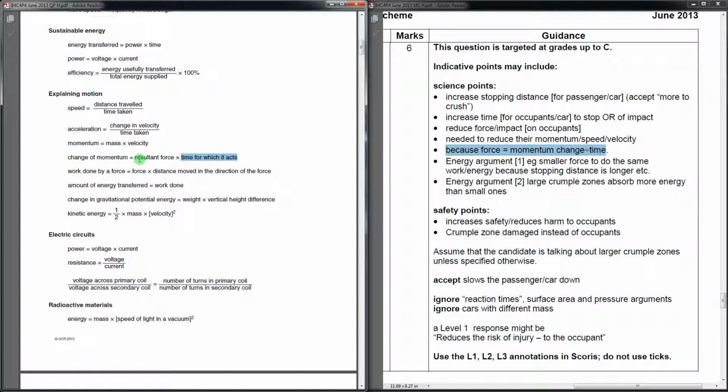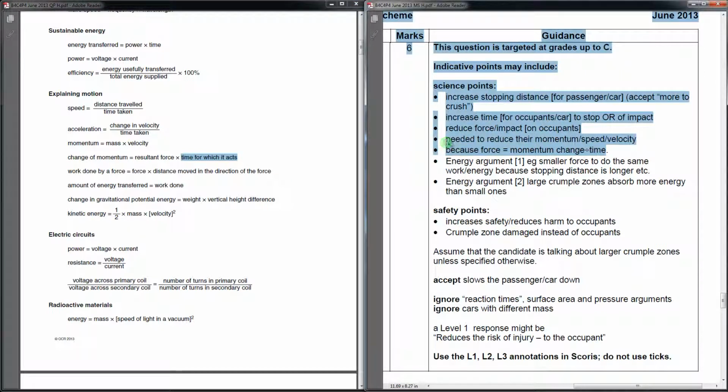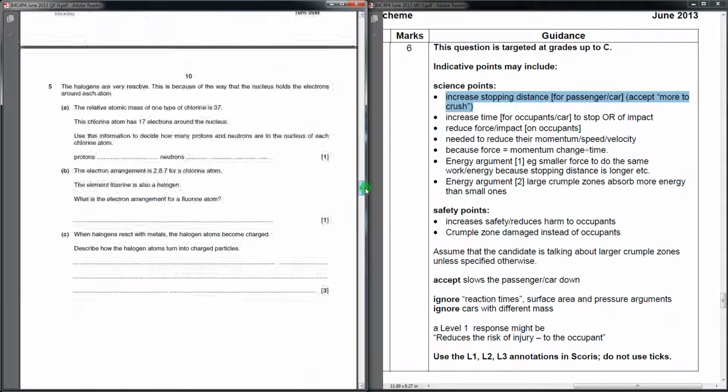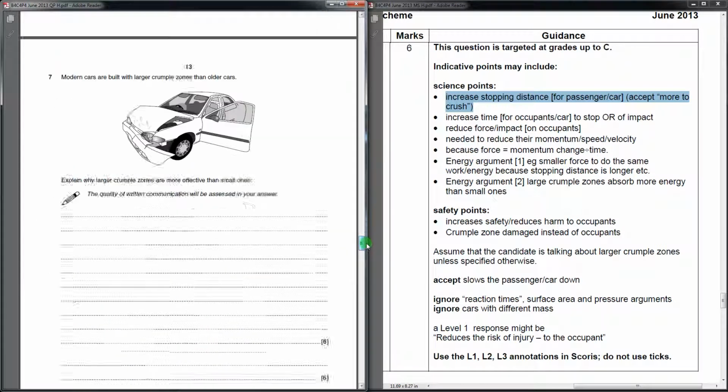And that's a general principle that works for crumple zones, airbags, seat belts, all these things that increase the amount of time you take to stop will decrease the force. Okay? So that's one way to describe it, mentioning these sort of points at the top here. You could also say that it increases the distance, the stopping distance for the passenger. Okay, there's more to crush, it says at the end of that. That's a fairly basic point. It's quite generous of them to give it to you.